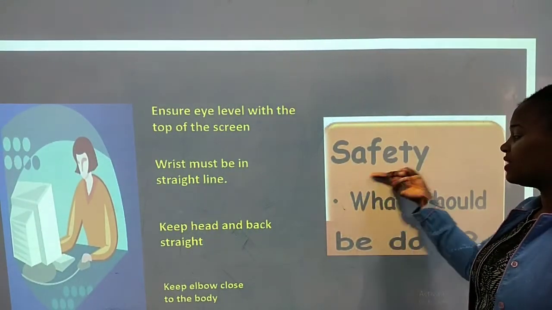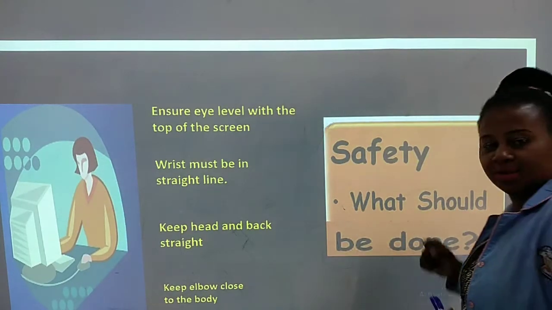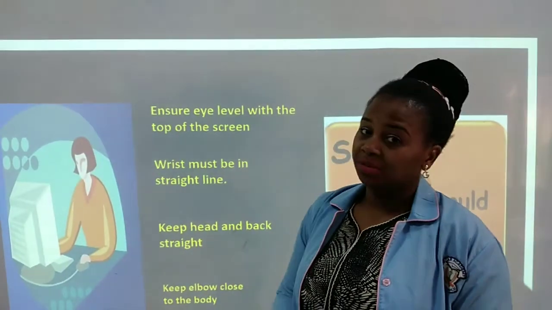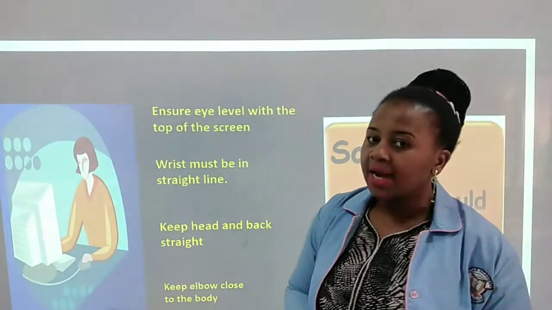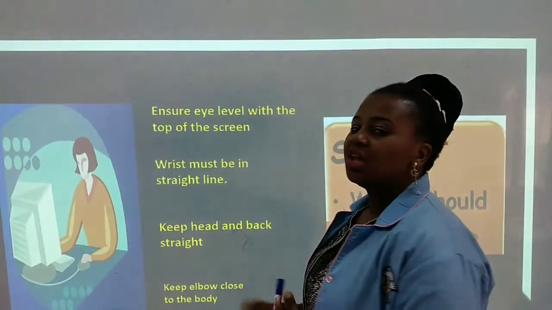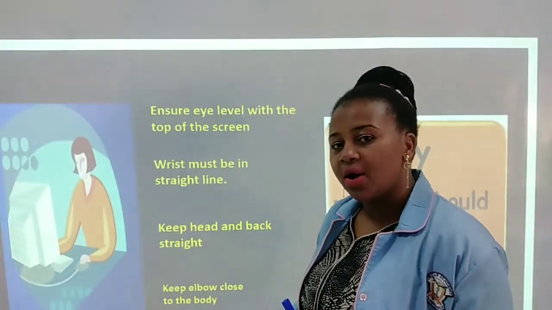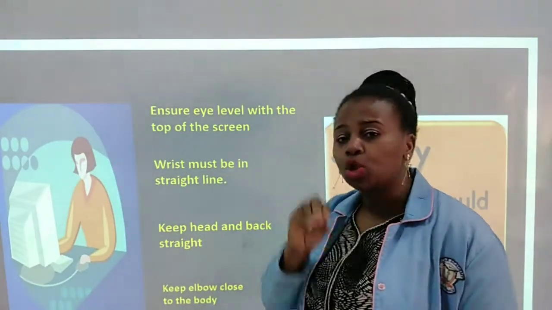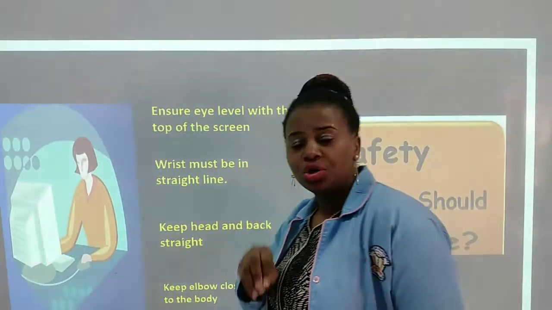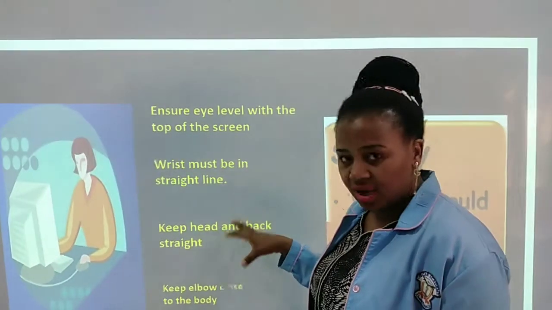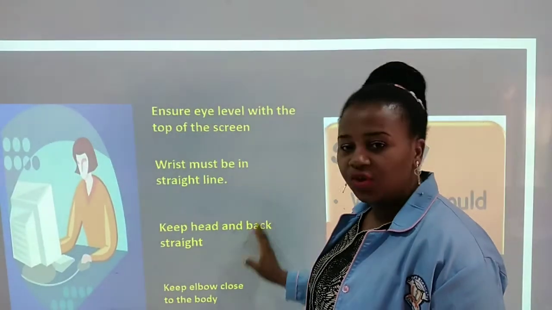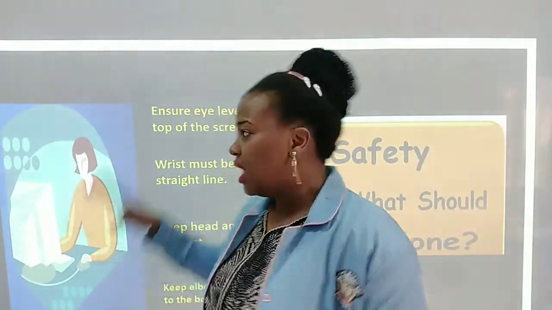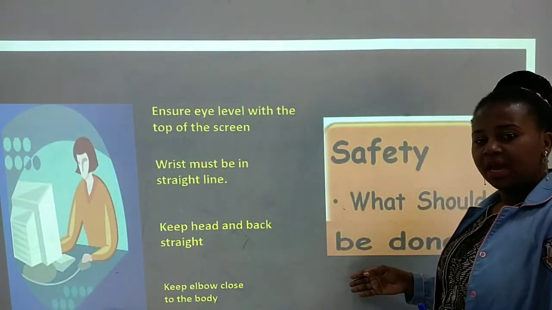Now we're going to talk about safety. What should be done? Last class we talked about what should and what shouldn't be done. But today we are going to look at what should be done. Now these are the precautionary measures we talked about in our objectives. Remember I told you objectives means what you should learn or what you should know from the lesson. Okay? So now these are the things I want you to learn and know, so whenever I ask a question in regards to this very lesson, you will be able to answer.